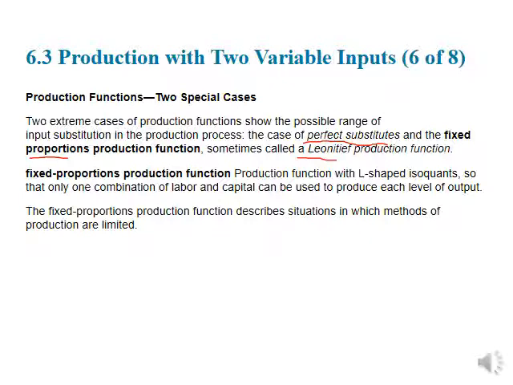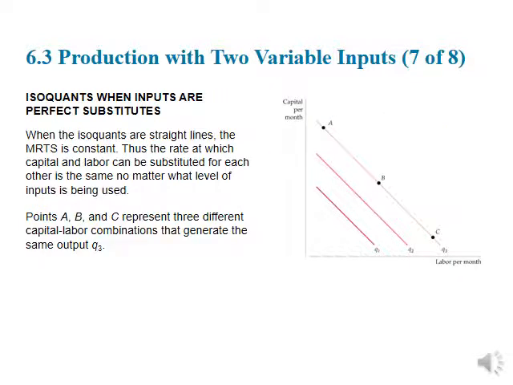And we'll see in a few slides that just like in our consumer theory analog, we're going to have L-shaped isoquants, where only one combination of labor and capital can be used to produce each level of output. Why might such a production function exist in the naturally occurring world? Well, perhaps we have a situation where our modes of production are limited. Let's see what that looks like in practice.